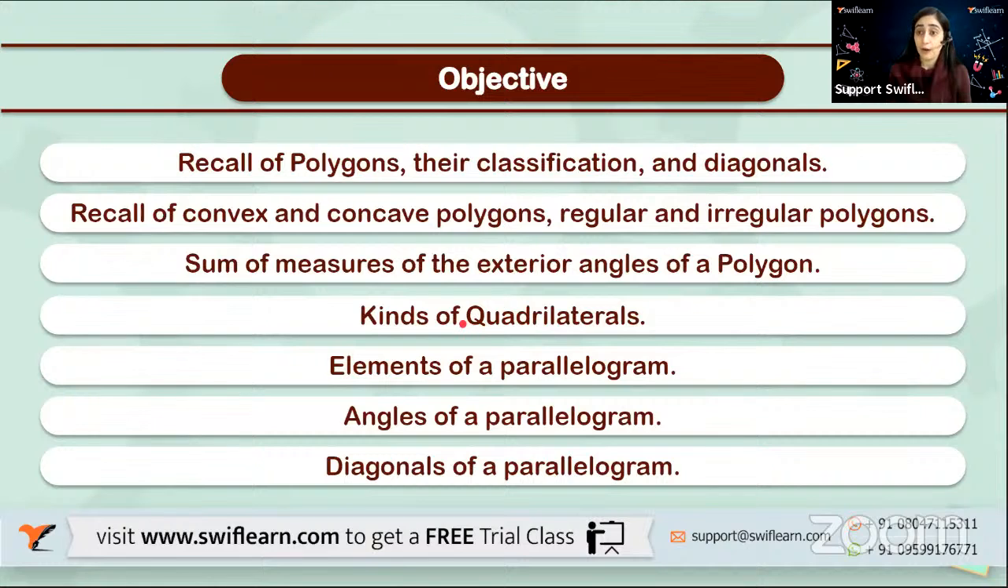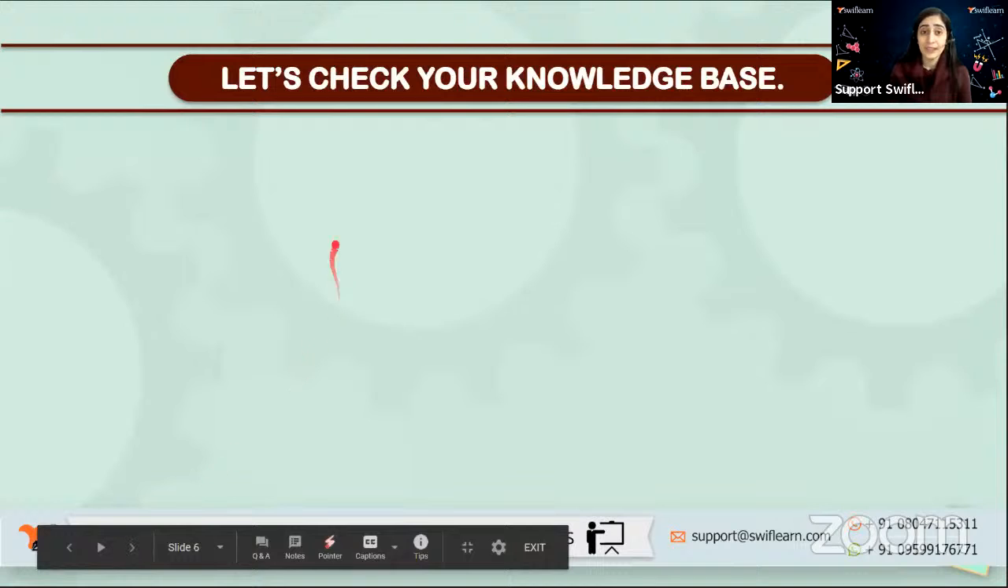We'll also find the kinds of quadrilaterals we have and the elements of a parallelogram. First of all, what is a parallelogram? We'll study its elements, the angles of a parallelogram, and what a diagonal is. What is the property of a diagonal of a parallelogram? So let's start.